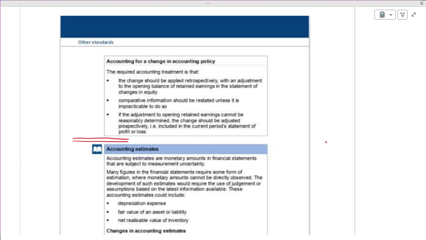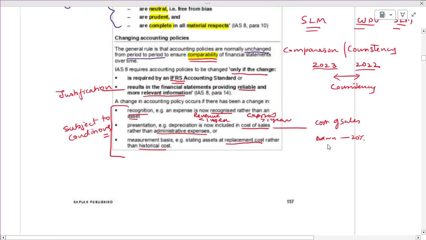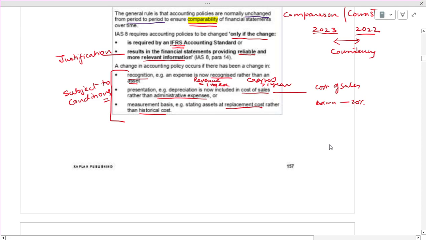Now you're understanding. We can change if IFRS says, if it is reliable and relevant. If it is reliable and we are justifying it, then we can change the policy subject to conditions. Otherwise we should not change the methods.